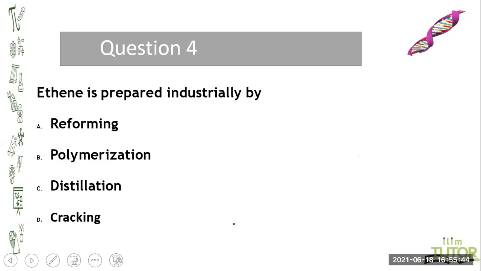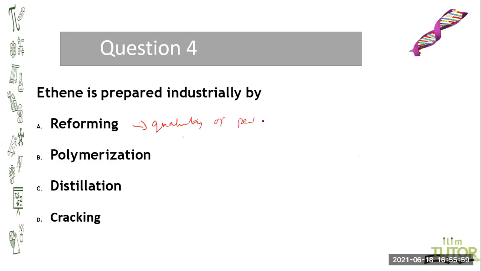Ethene is prepared industrially by what? This is a way to remind us of some of the other reactions we have learned. We know that reforming is basically improving the quality of petrol, to improve the anti-knocking properties, to ensure that petrol doesn't knock the engine. That is reforming. Polymerization is when you add, for instance, if you polymerize ethene, you get polyethene. So ethene cannot be prepared by polymerization, since ethene is a monomer on its own, and neither by distillation, so by cracking.